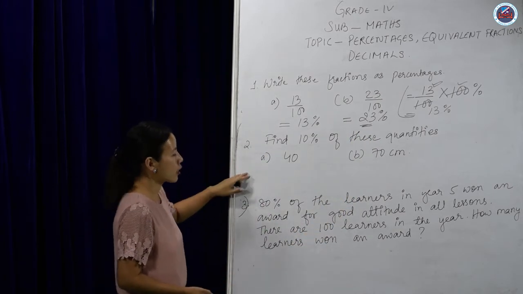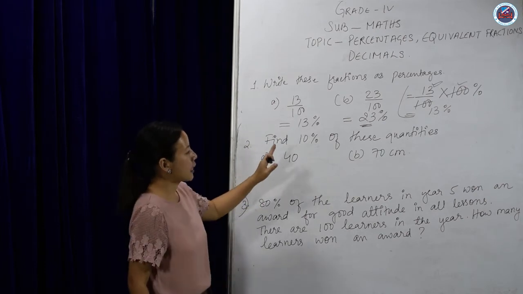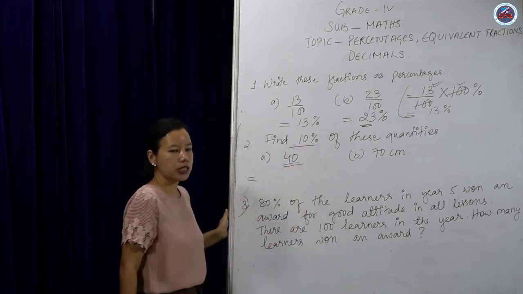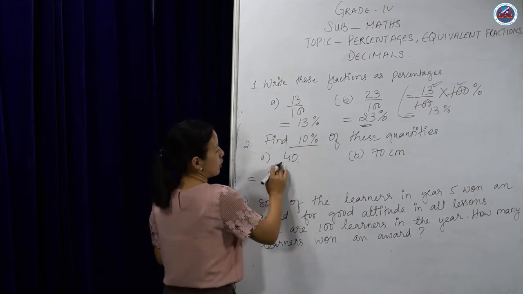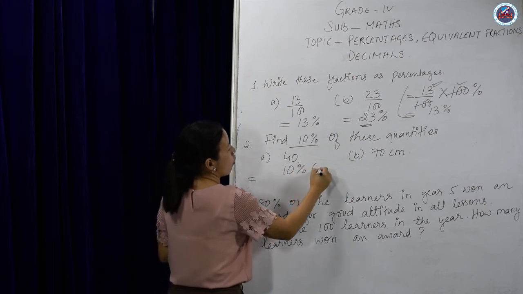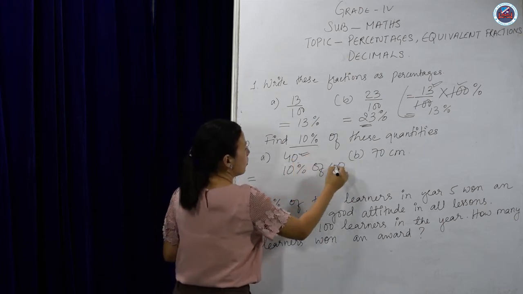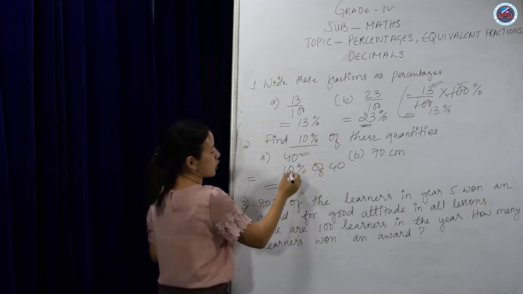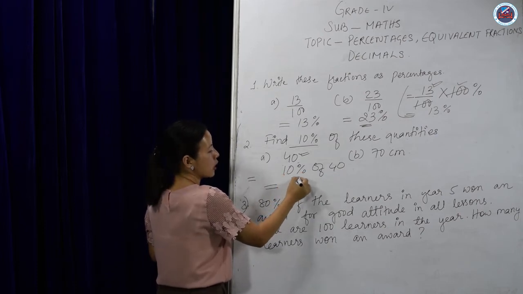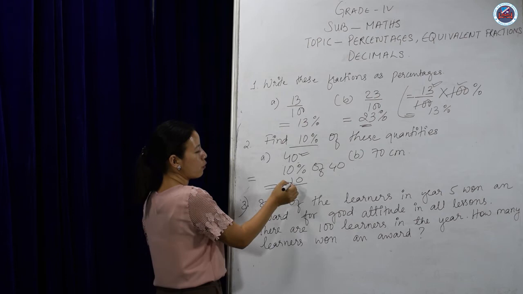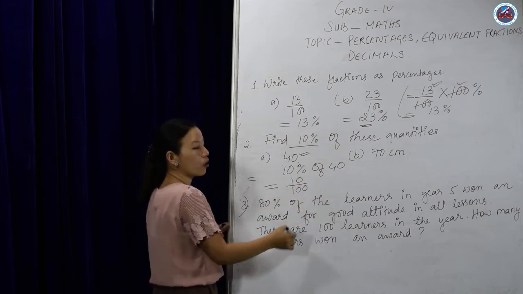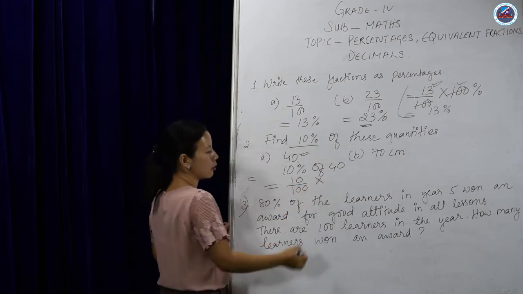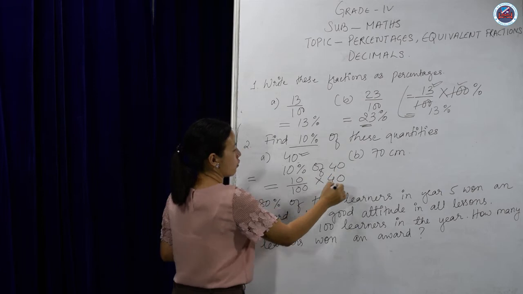Now next is find 10% of these quantities. We are going to find 10% of this quantity, that is 40. So how do we find 10% of 40? I know that 10% means, change it into a fraction first. When we change into a fraction, the bottom number will always be 100. So 10% is 10 over 100. Of means you put the multiplication sign and then write this 40 over here.